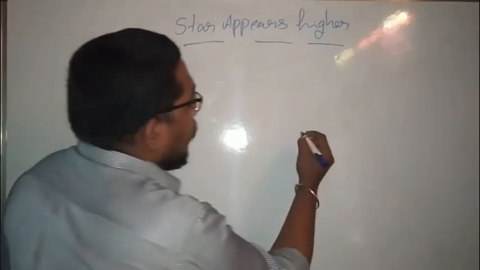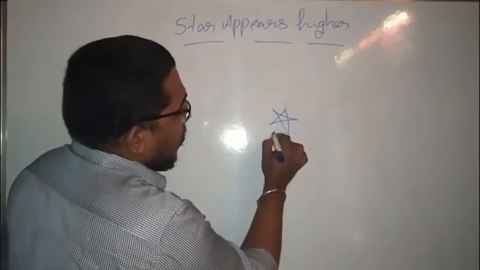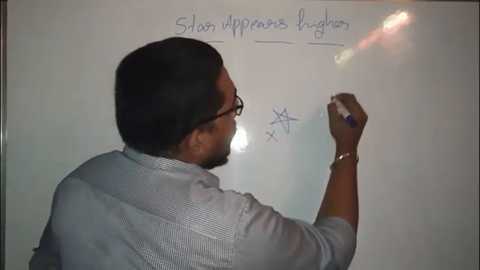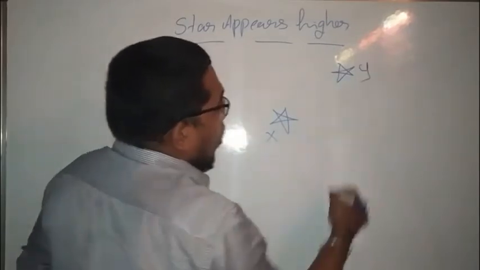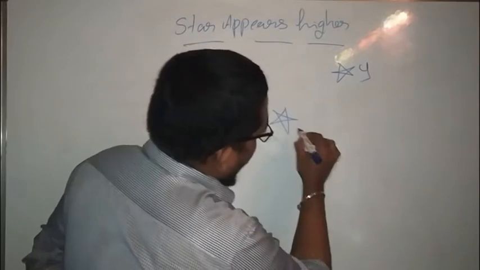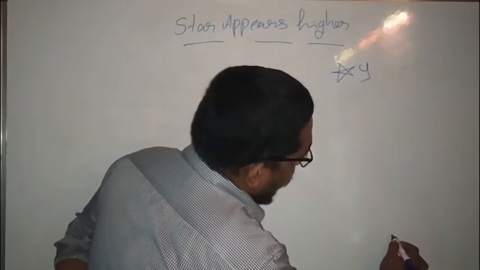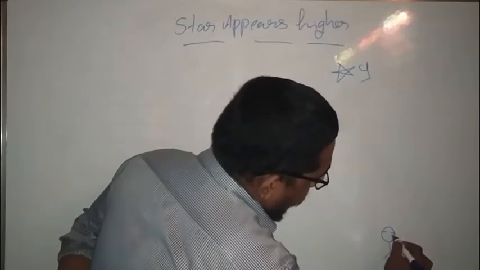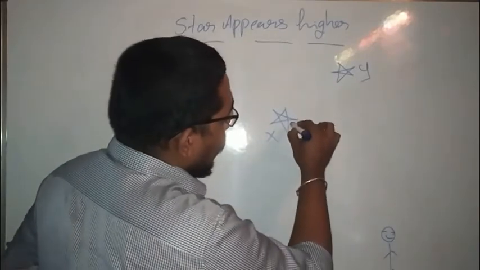Clear? So you just listen here. Consider a star at the position X and the same star at the position Y. One person is observing from this position, from Earth.